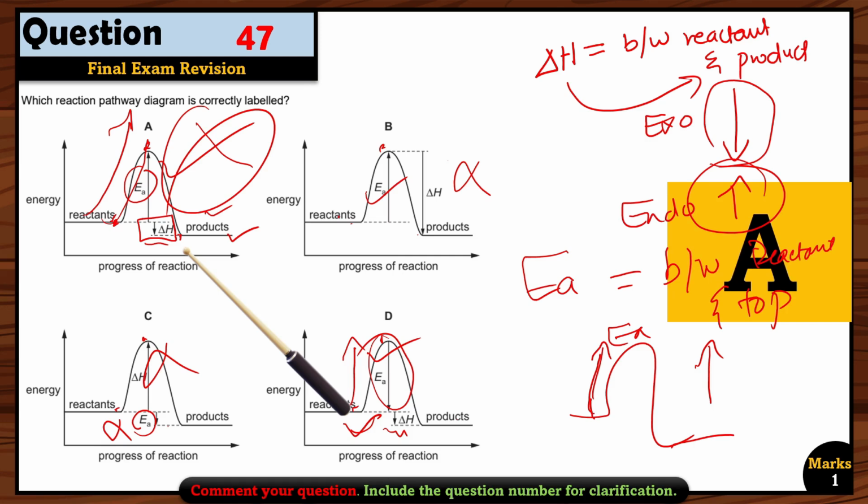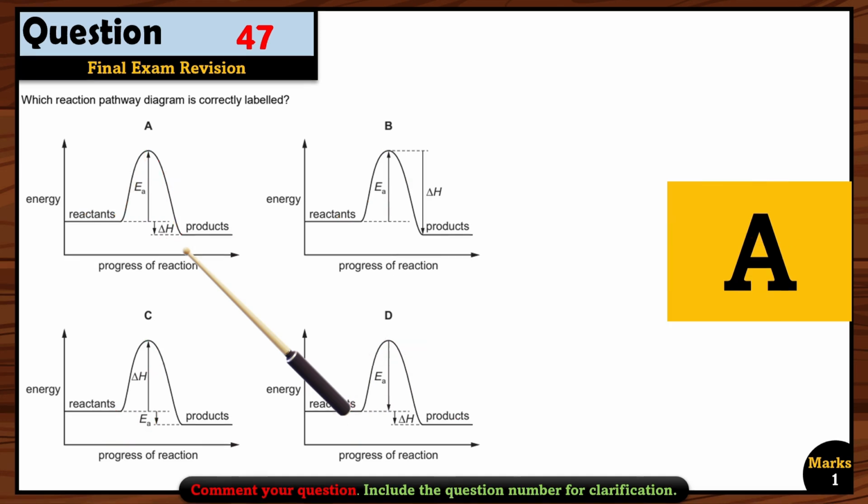Okay, so I hope this is clear to you. Delta H is always between reactant and product, both in exo and endo. And EA is always from reactant to the top, both in exo and endo. The arrow should always be upward for EA, activation energy. For delta H, the arrow should always be upward for endothermic, but for exothermic, it should always be downward. So that's why option A is the right option over here.